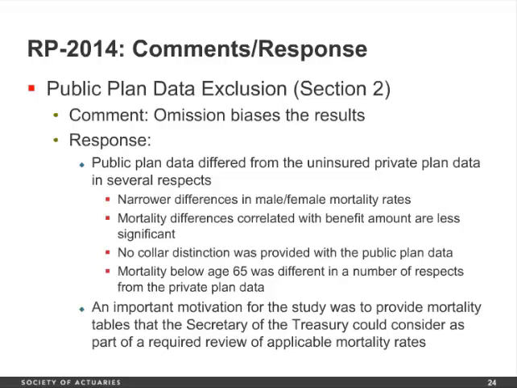And in addition, the mortality study was done as a successor to RP-2000, and also was prompted by some provisions in PPA, where PPA says that at least every 10 years, the Secretary of the Treasury is to revisit the mortality assumptions that are used under Section 430 for single employer plan valuations. And we had hoped that we would be able to provide something that the Secretary of the Treasury might consider as they revisit the mortality question. And so, given the plans to which Section 430 applies, we thought that the uninsured private plan data would be a better fit.